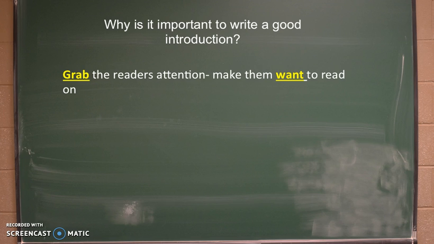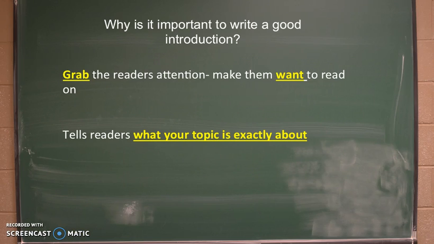So grab their attention. Also, tell readers exactly what your topic is about. Show them that you understand your topic, that you understand the background information, that you own the essay. You own what you have written. So keep it precise, keep it relevant and to the point, and it will make the readers want to carry on reading.